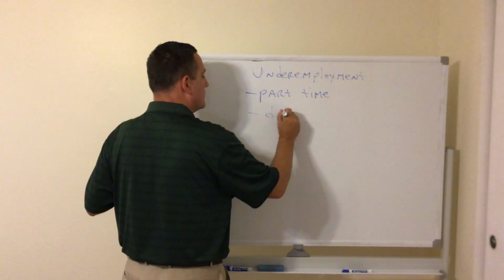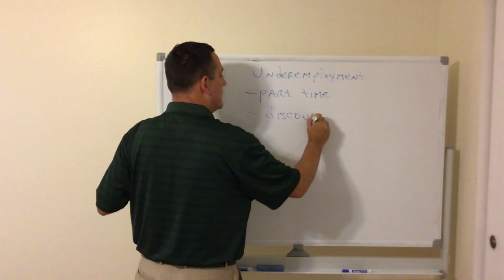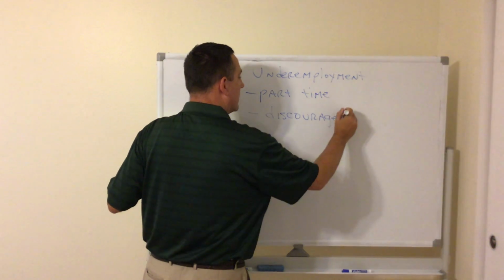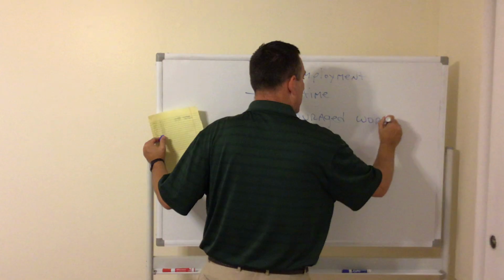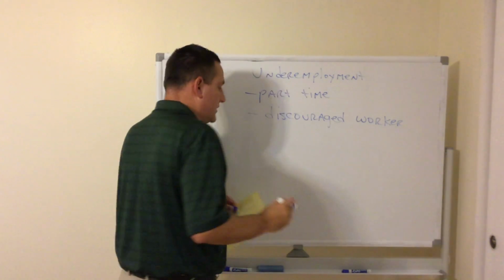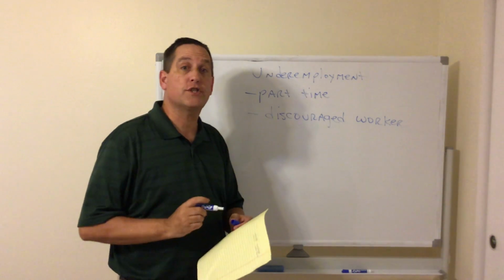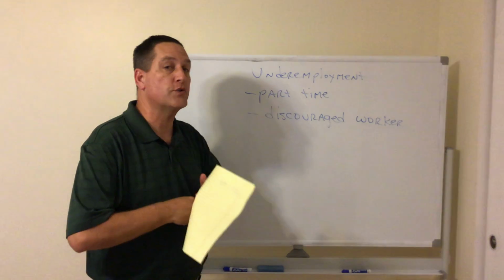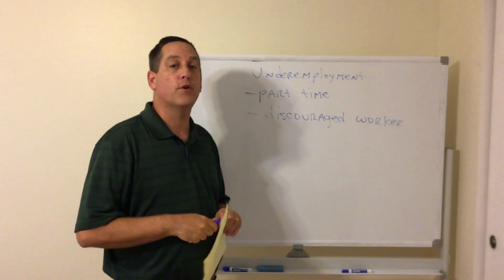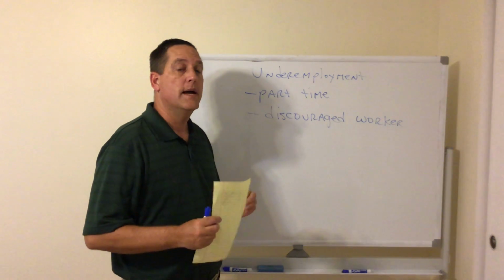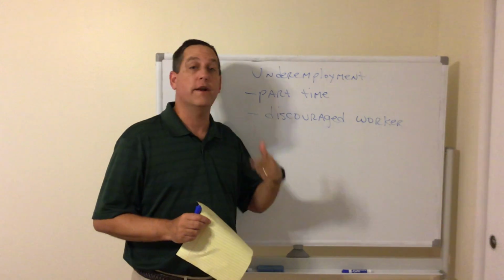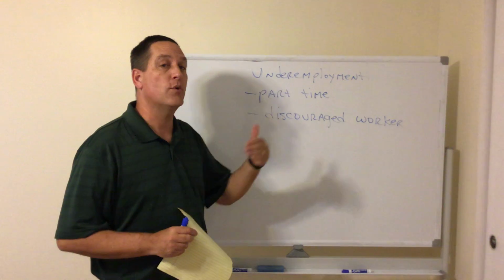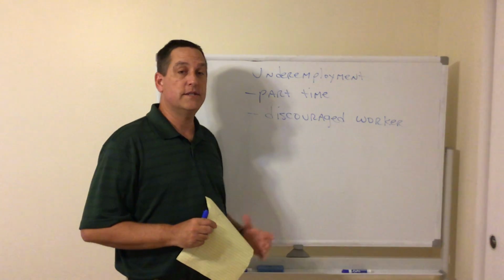The second one is what we call a discouraged worker. This is someone who has become so discouraged, so frustrated, that they stop looking for work altogether. But the minute they stop looking, they're technically no longer unemployed. So they're not going to show up in that statistic.